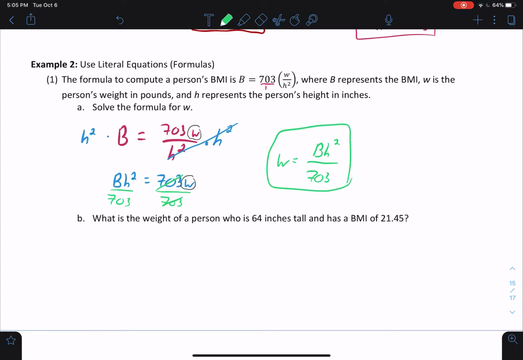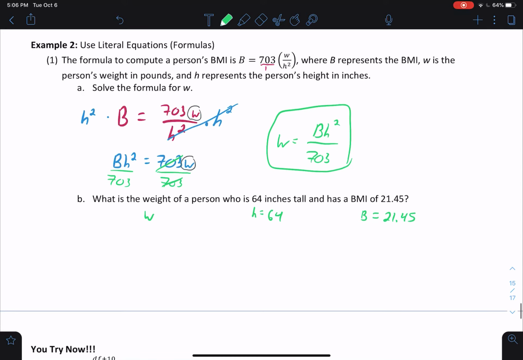The reason that we solve literal equations with these word problem formulas is so that we can solve for parts. Like in part B, what is the weight of a person? So what is W of a person who is 64 inches tall? So that's going to be H equals 64, and has a BMI of 21.45. So B will equal 21.45.